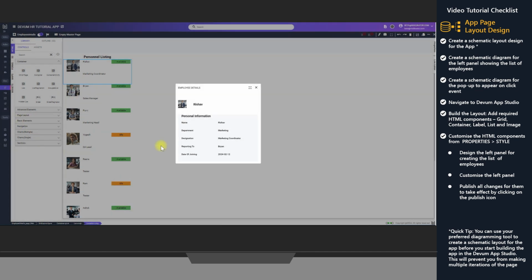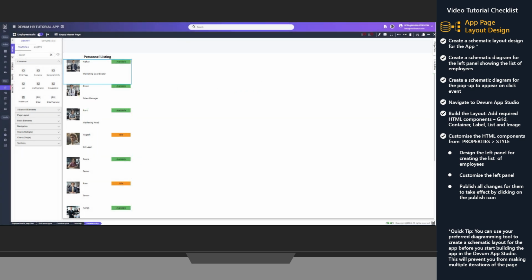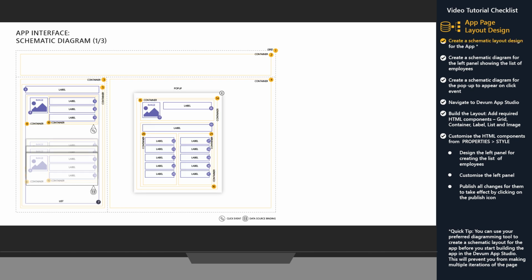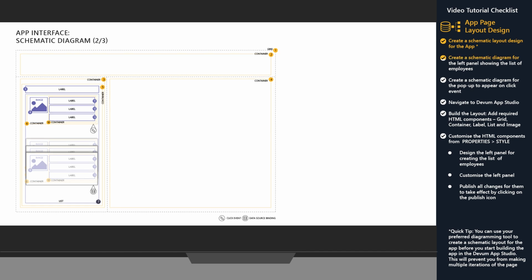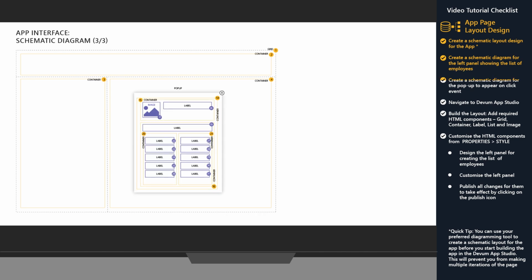To begin with building, we sketched schematic diagrams of different app screens to prevent multiple iterations before building in Devum. You can use paper or your favorite diagramming tool for that. We have created schematic diagrams for each screen, one for the main app, one for the employee list, and one for the pop-up. These help understand the Devum elements needed and the sequence to add them.